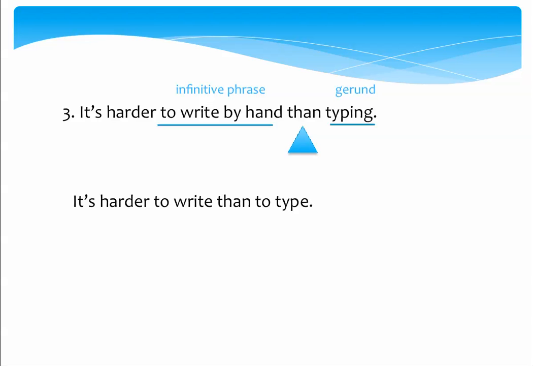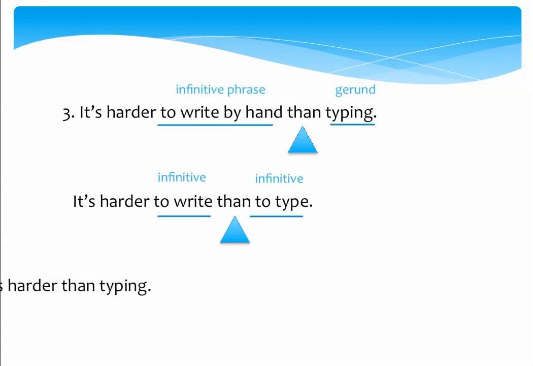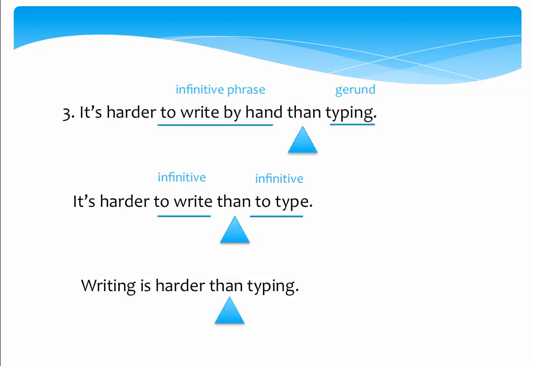One way would be to turn both of them into an infinitive. It's harder to write than to type. To write is an infinitive, so is to type, so I have a parallel sentence. You may, however, want to completely rewrite this sentence to make it more direct and concise. You could, in fact, just say writing is harder than typing. Two gerunds. It's more direct, more concise. In many ways, it's a better sentence.